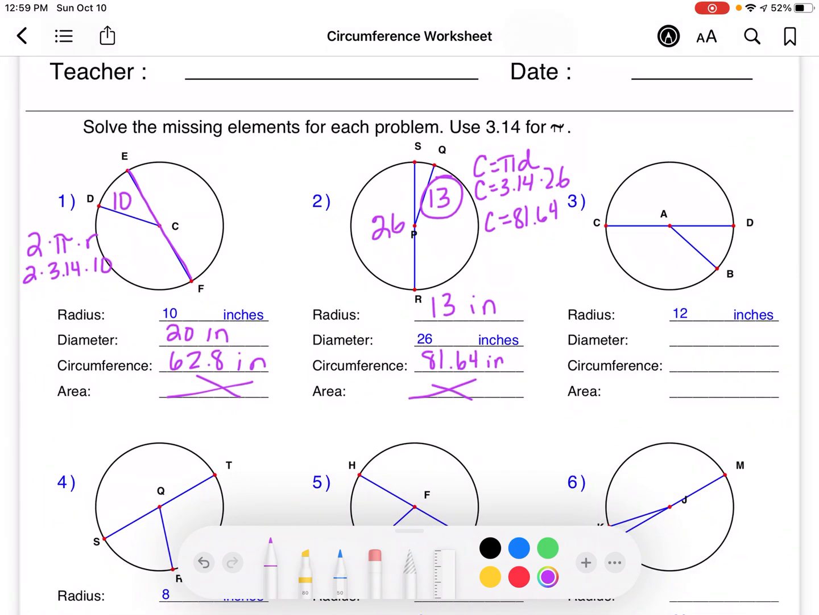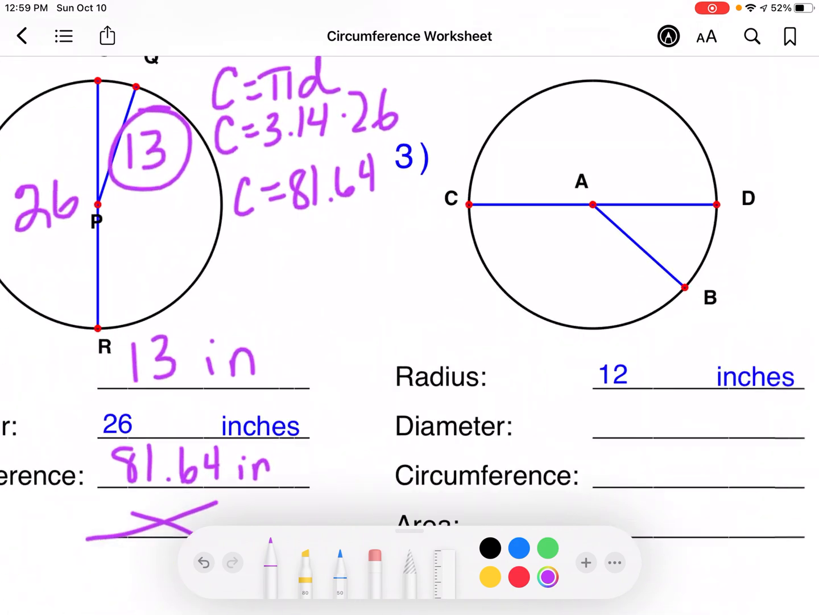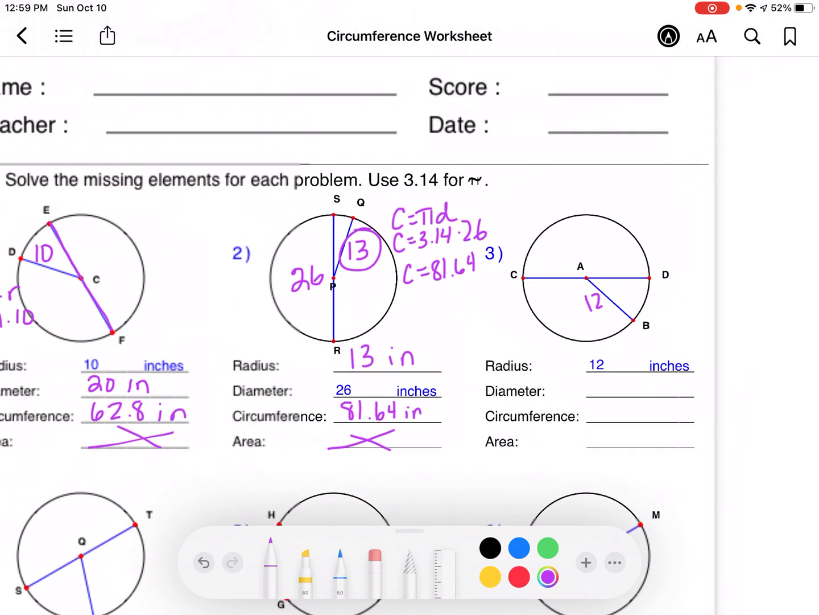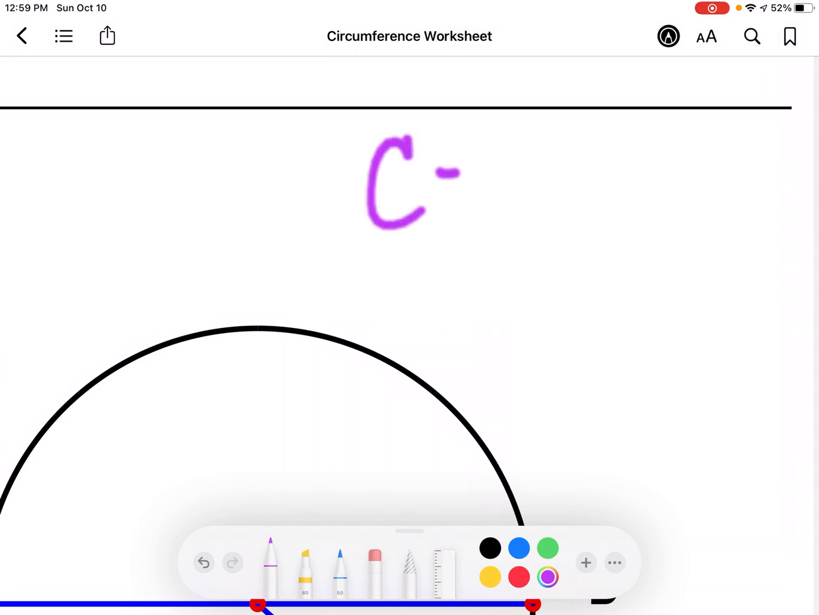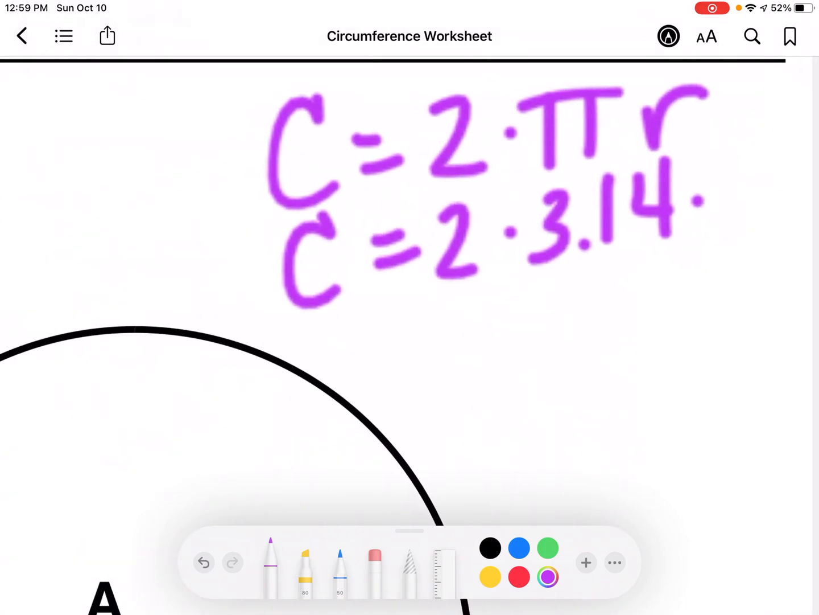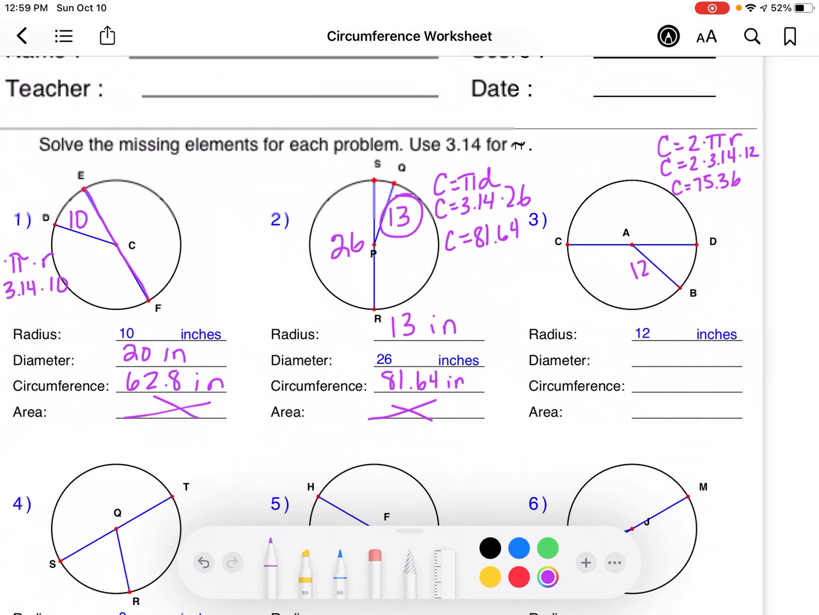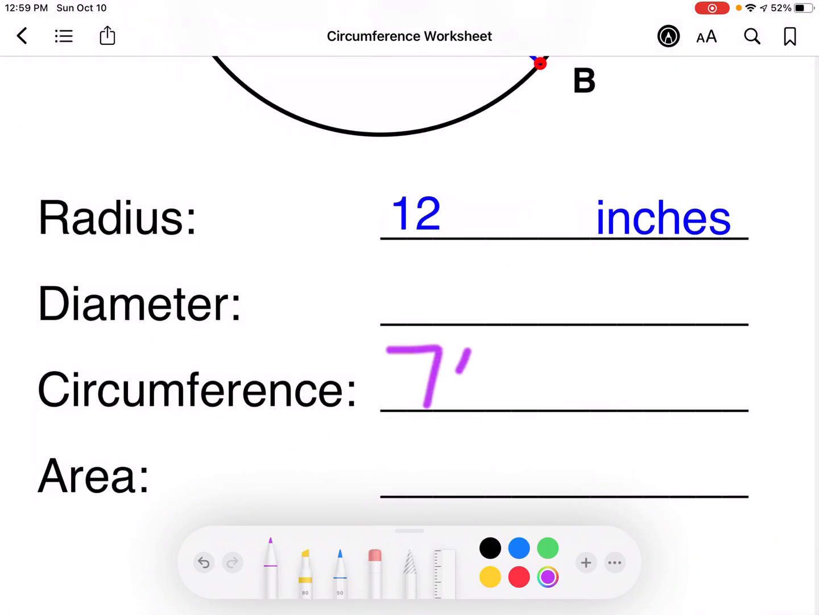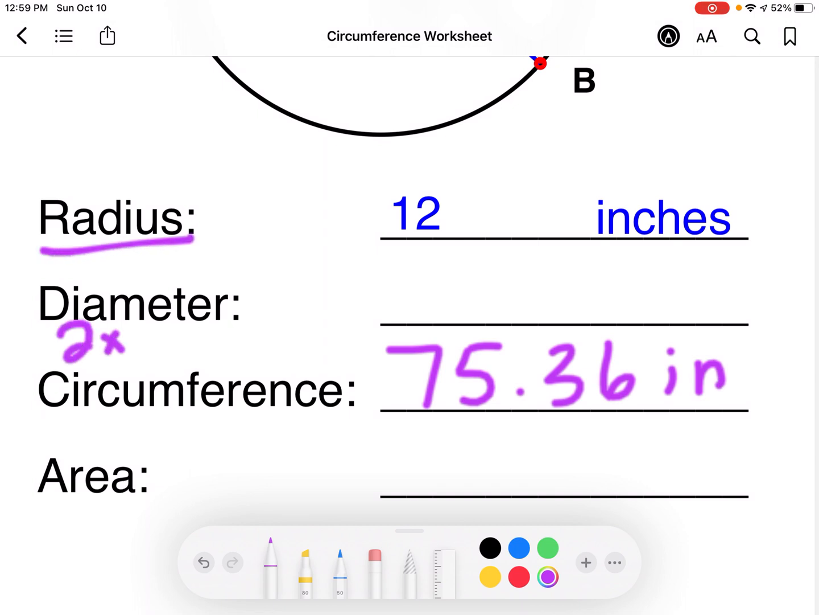We're not going to worry about the area for this one because, again, we haven't learned it. So they're telling you the radius is 12. So we're going to use the circumference formula when we know the radius. In my calculator, I'm doing 2 times 3.14 times 12. And I get the circumference is 75.36. And that's also going to be inches. Now I know if I have the radius, the diameter is 2 times that. So the diameter is 24 inches.